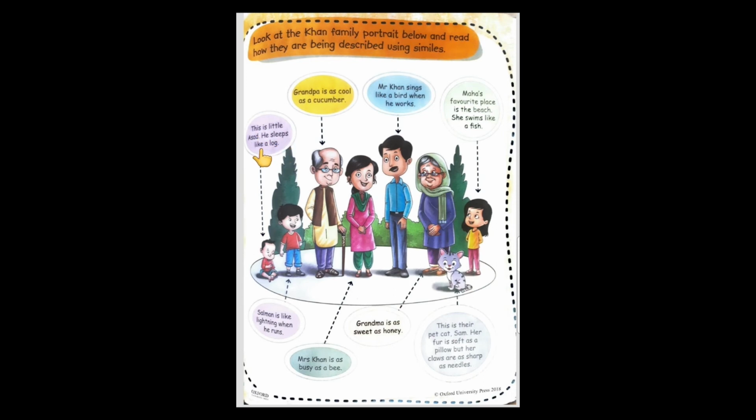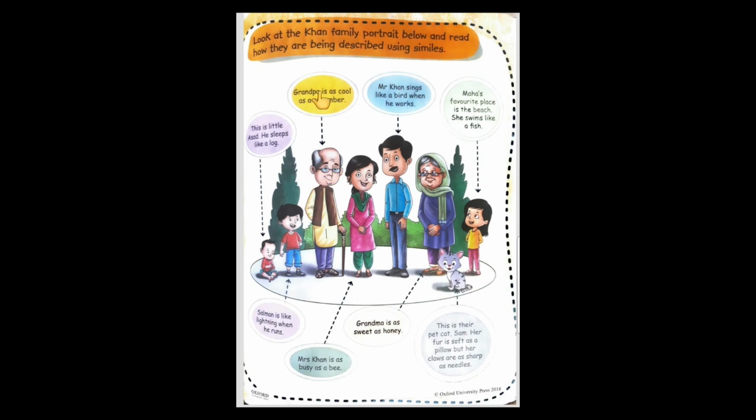This is a little Asad. He sleeps like a log. Now they are talking about this baby, and log is a trunk, is a part of a tree, and it stands there forever. Like they are talking about this boy, little boy, that he is sleeping all the time for hours and hours without moving from a place, right? And then this boy, Salman, is like lightning when he runs. जब वो भागता है तो बिजली की तरह तेज दौड़ता है.